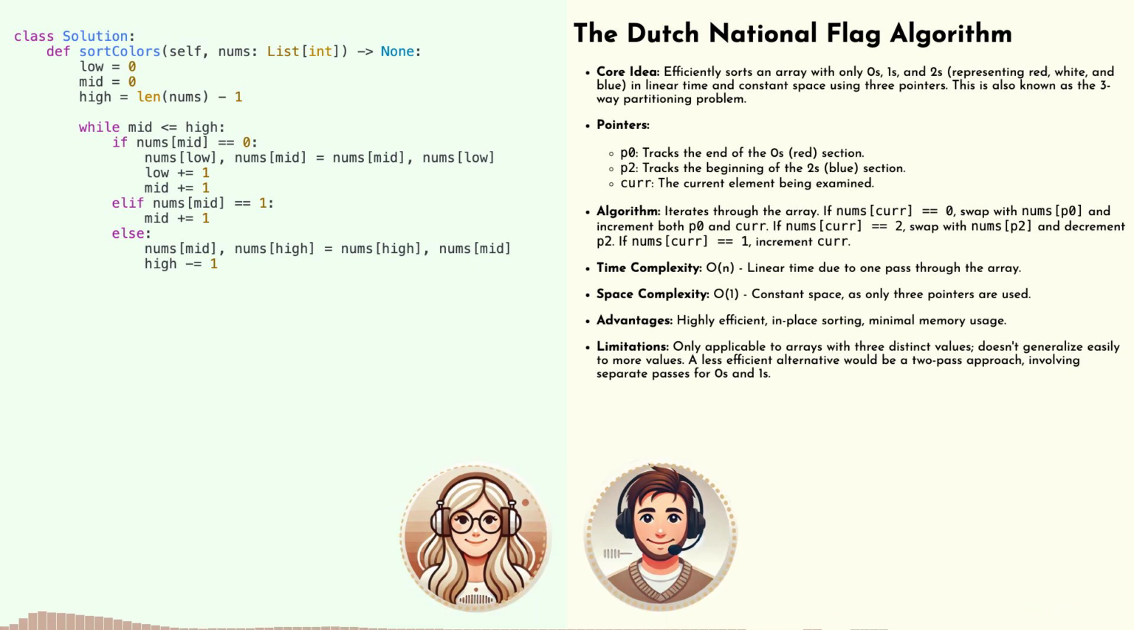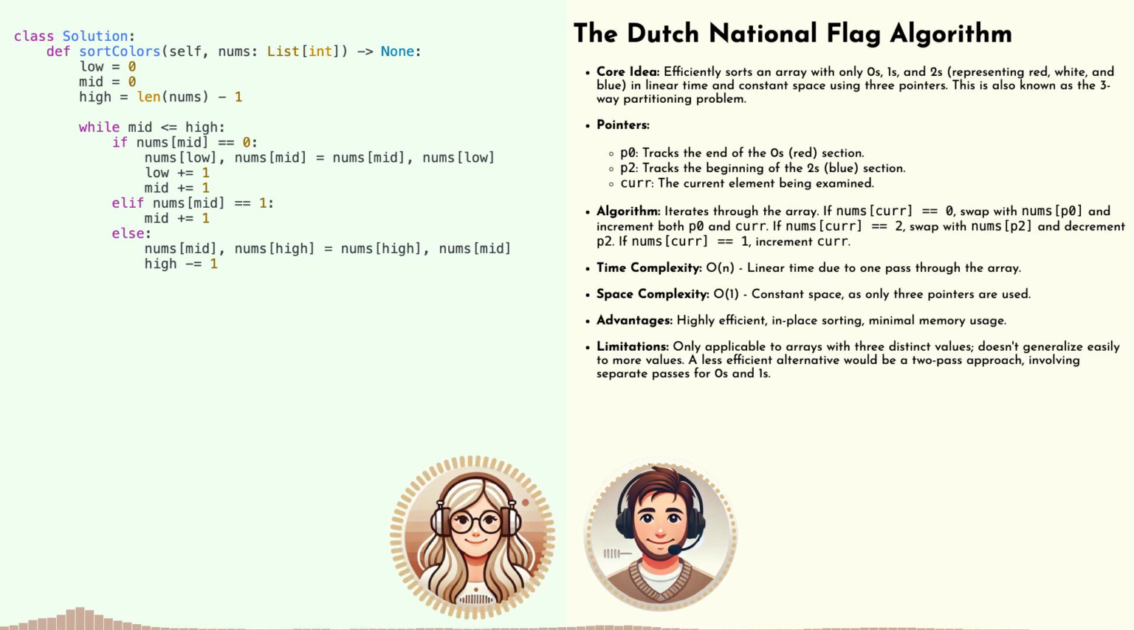Exactly. And then we have mid, our middleman, our worker bee. It starts at the beginning of the array and moves forward, checking each element as it goes. Our little explorer. Precisely. So mid's job is to figure out where each element ultimately needs to go. Got it. So what happens when mid encounters different values? That's where the fun begins.